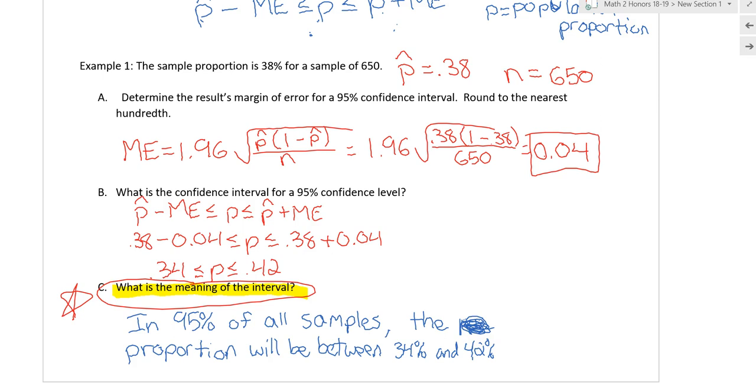So again, if I took 100 different samples of 650, so I chose 650 random people and asked them a question. Then I said, okay, you're free. And I chose a different 650 people. And then I chose a different 650 people. I do that 100 times. And 95% of them will fall between these two numbers. Okay, so that's what your confidence interval is.